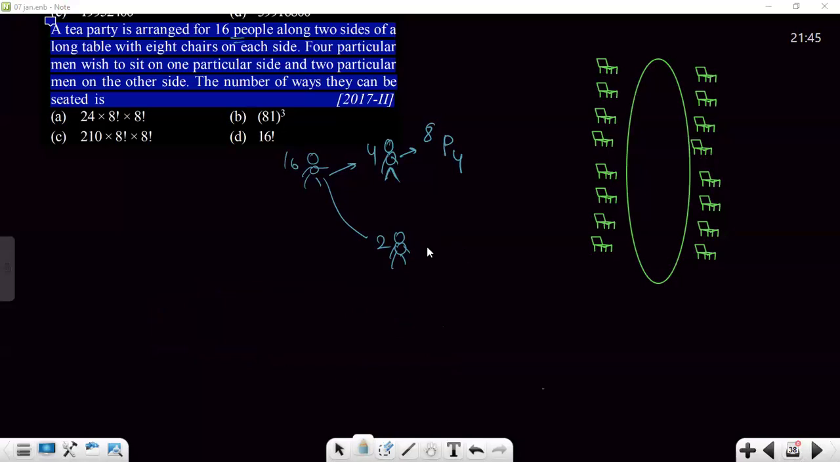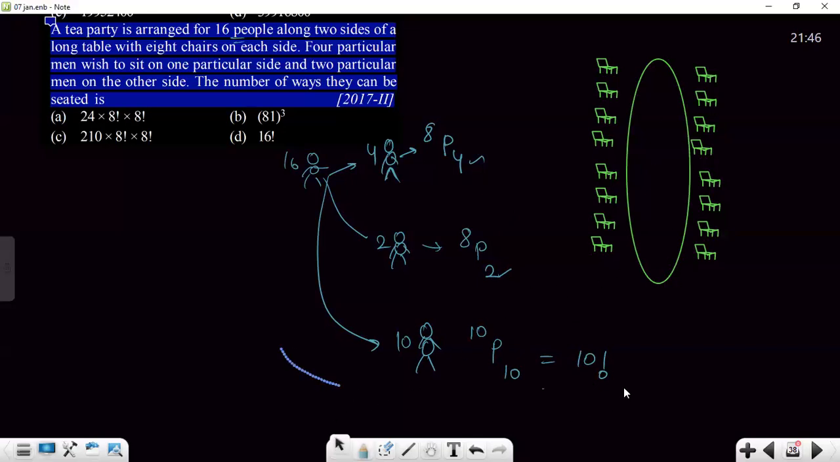If 8P4 are the choices available with these four people, how many choices are available with these two? Of course, they will be going to the other side, where all eight chairs are vacant. So they'll have to select and arrange themselves on two places out of eight. How many people are left? 10. How many seats are occupied? 4 and 2, 6. So 10 seats are remaining, and 10 persons are there. So 10P10 is 10 factorial. We'll multiply them all because they are dependent cases. They are sitting at the same table.